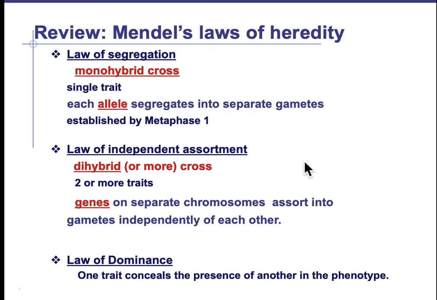The law of independent assortment happens for dihybrid crosses, so you're looking at more than one trait, and it's basically saying that those genes are going to separate or move through the process independently of one another. They are not on the same chromosome, and so during meiosis they will line up differently in metaphase, without regard to what the other one is doing. And the law of dominance, again, is that one trait would be able to conceal the presence of another trait in the phenotype.